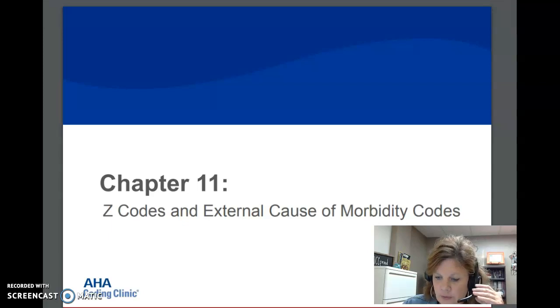Okay, students, we are going to go ahead and start Chapter 11. Keep in mind, we're going to be back in your diagnostic book, so the CM textbook, and we're going to start with Z codes and external cause of morbidity codes. So this chapter is a little bit shorter.